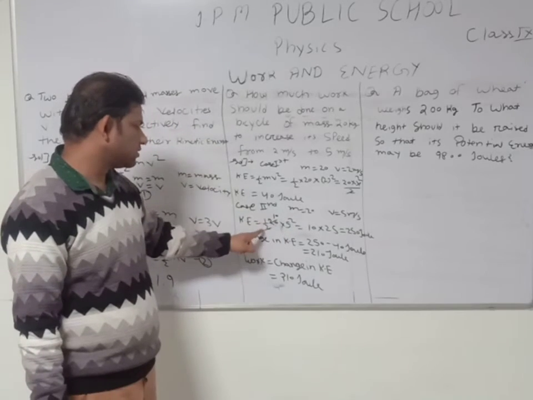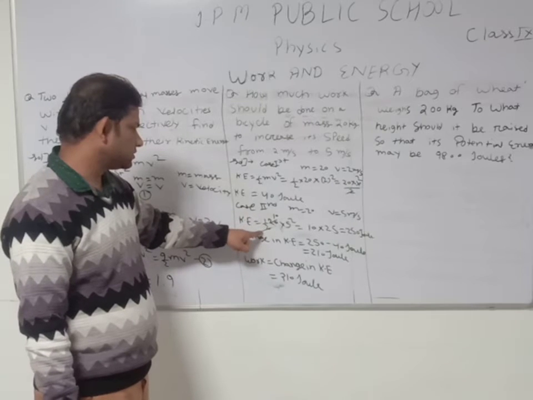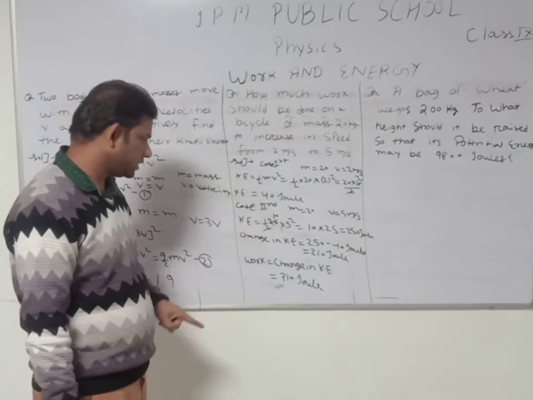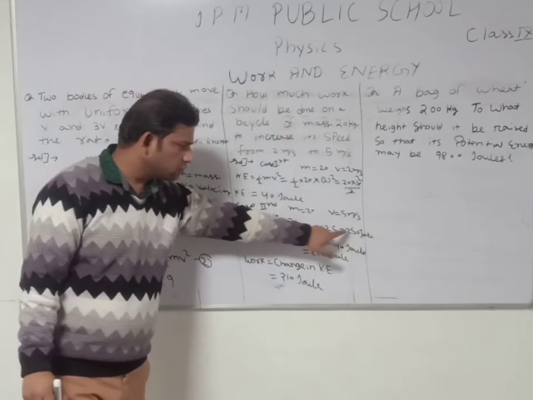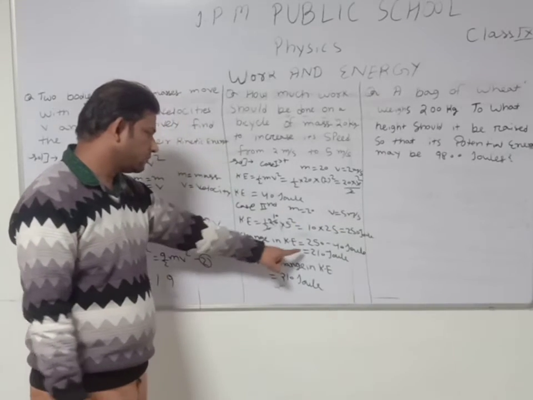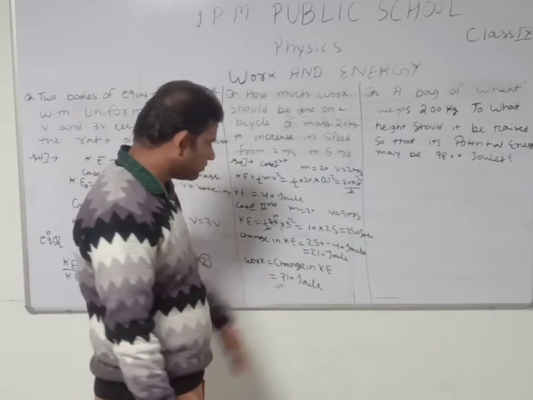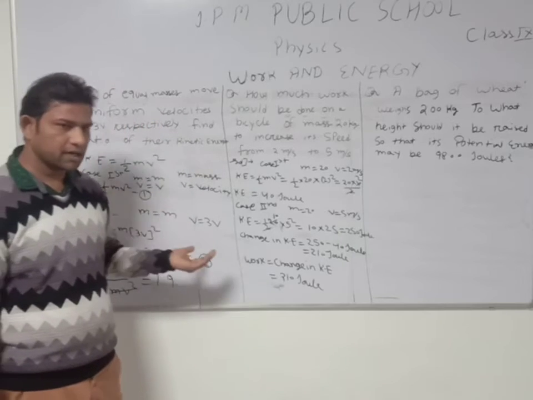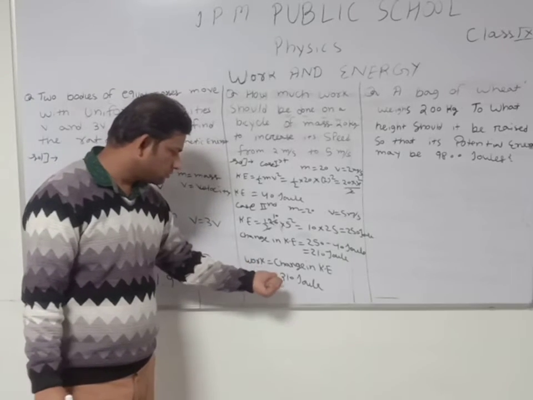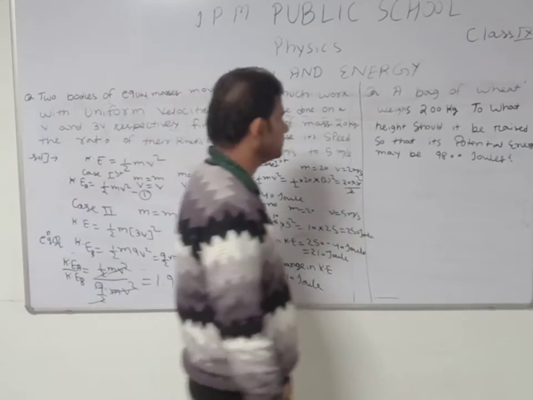The kinetic energy equals half times 20 times 5 squared. It means 2 times 20 is 10, multiplied by 25, so 250 joule. Then the change in kinetic energy is 250 minus 40 joule, which is 210. So work equals change in kinetic energy, that is the formula. So the change in kinetic energy, 210 joule, is the answer to this question.